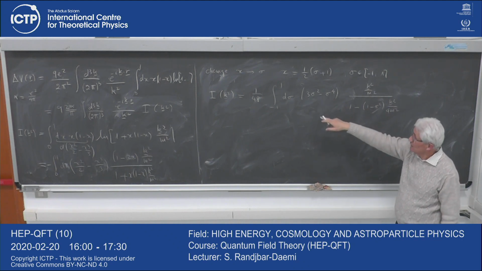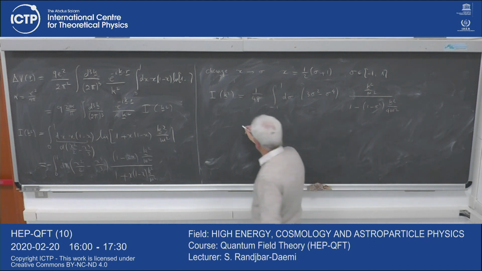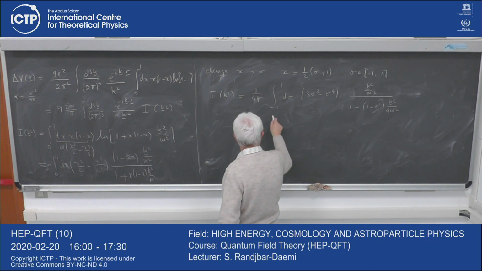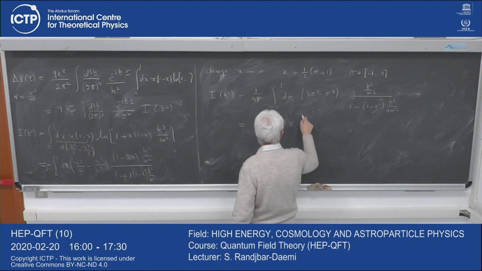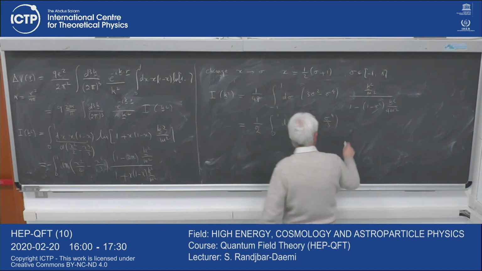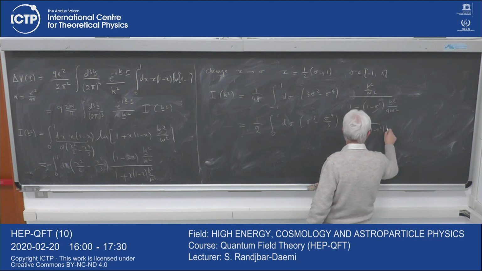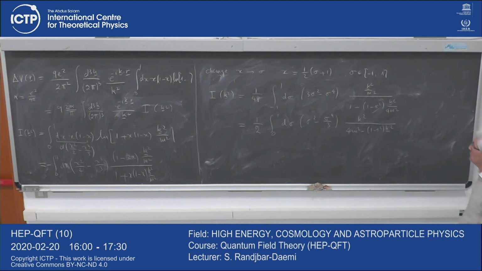Okay? Now I can write this integration from 0 to 1 times 2 and multiply by 4. Take that 3 out, and everything eventually becomes 1/2 integral from 0 to 1, hopefully, of sigma squared minus sigma to the power 4 over 3, times k squared over 4m squared minus 1 minus sigma squared times k squared. That's the form of I that we want to use.